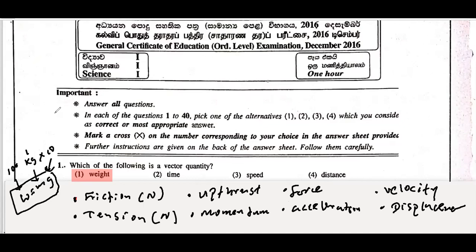In addition to that, if you take work done, I'll write it separately. I will write at the top: if something is measured in joules, this is a short method, it's always a non-vector or scalar quantity. Example, work done is measured in joules. Work done is a scalar quantity. So these are scalars.